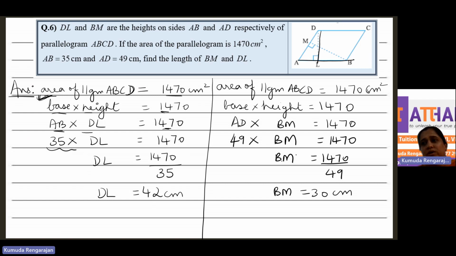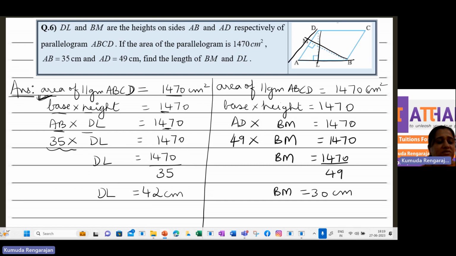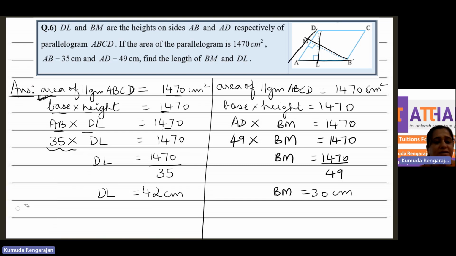The same thing with the other one. Here, instead of the first base and height, you must use AD into BM. Correct? For the second one, for base and height, you must use base AD and height BM. Correct? Because for base AD, BM is the altitude.